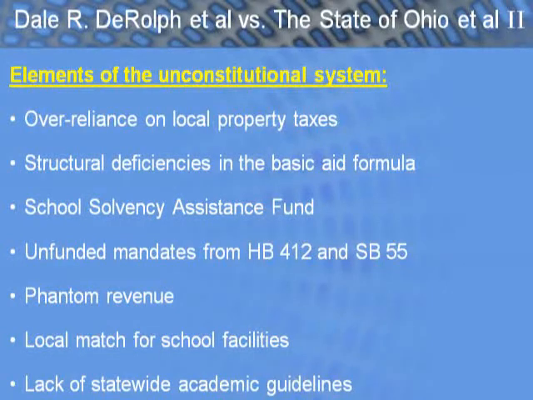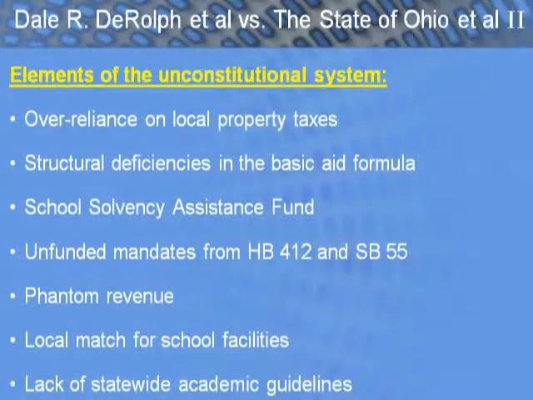The School Solvency Assistance Fund, again, that replaced the school loan system, but it was basically a loan system that the court still found did not meet the standard of creating a thorough and efficient school funding system in the state of Ohio. The court identified the unfunded mandates that were created as a part of the legislation that I just referred to, that the state created in response to the Roth I, House Bill 412 and Senate Bill 55.